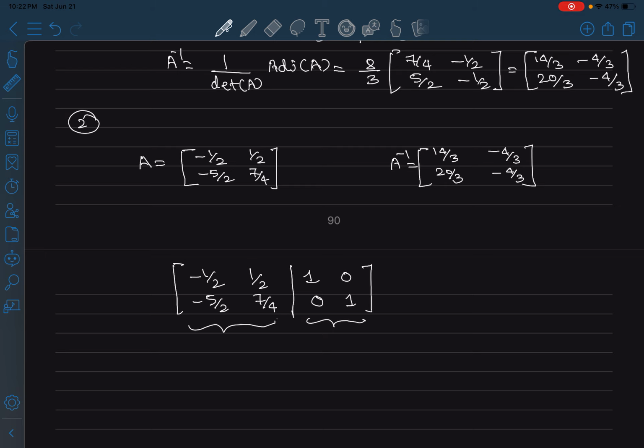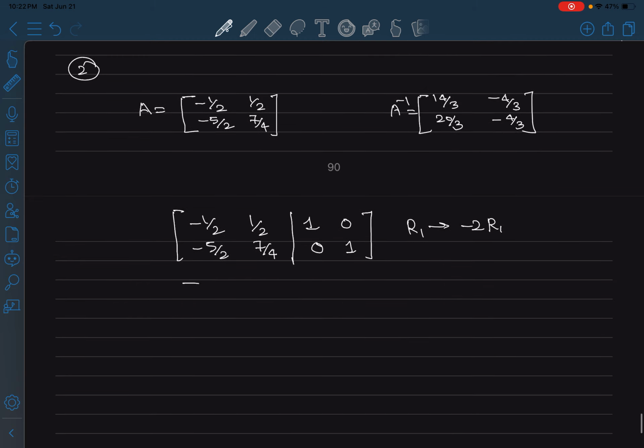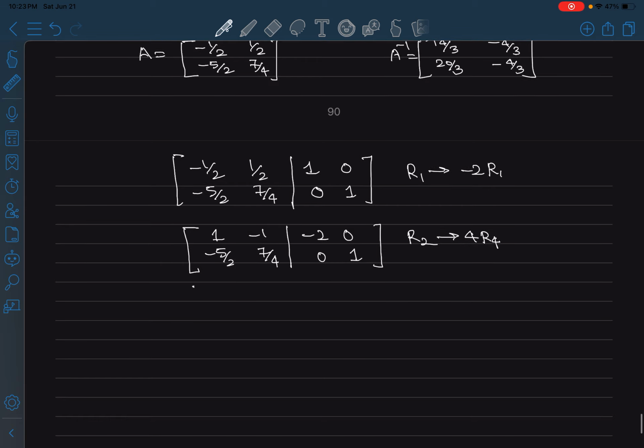So first of all, I'll multiply row 1 by negative 2, so as to make the first entry just 1, and then negative 1, it should be negative 2, 0, and then negative 5 over 2, 7 over 4, 0, 1. For the sake of easiness, let me also multiply the second row by 4, so it will be easy to deal with things later on. 1, minus 1, minus 2, 0. Now this is minus 10, 7, 0, 4, right?